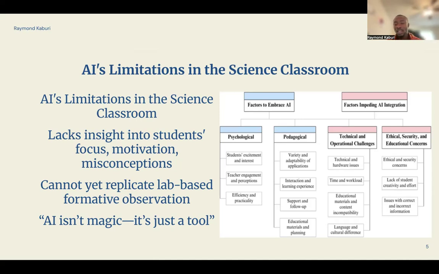Time and workload. The use of AI can sometimes fast track stuff. Its learning and its implementation can also sometimes be time consuming. Educational materials and content incompatibility. AI keeps on evolving. Things keep changing, and there are sometimes instances where new software will come up, and the compatibility and materials needed for the smooth running of these AI platforms may be difficult.